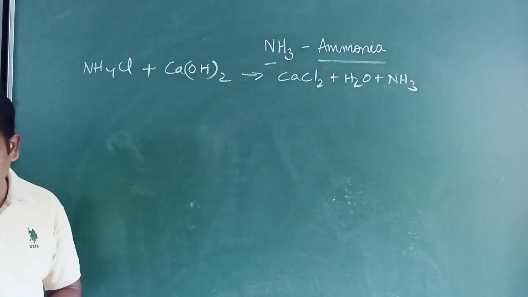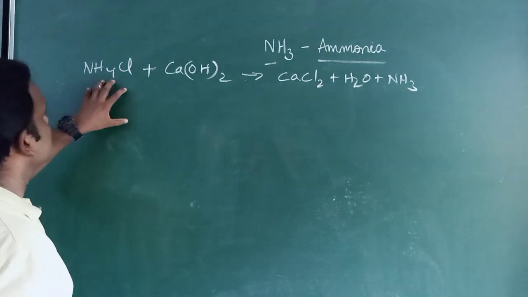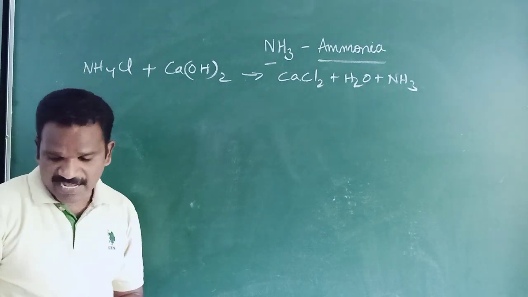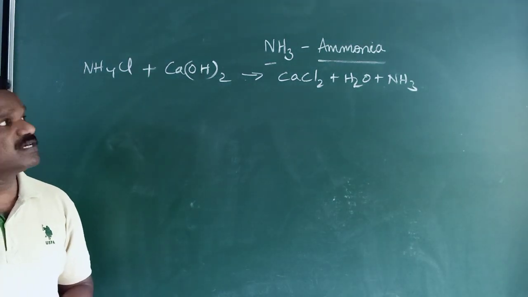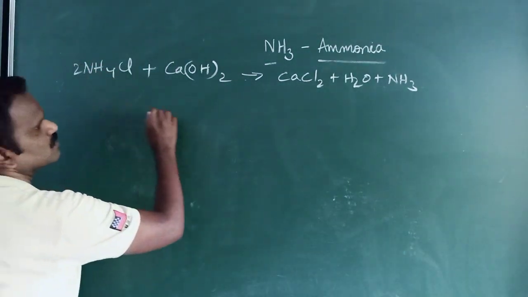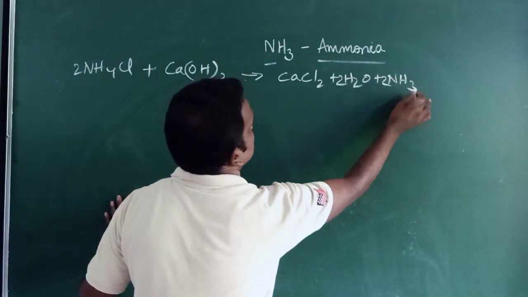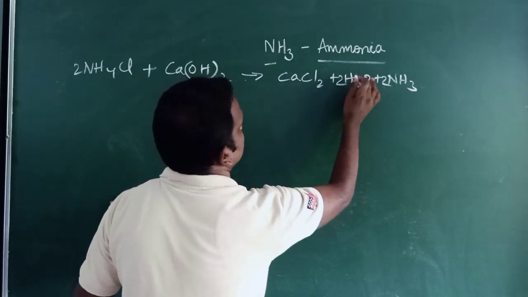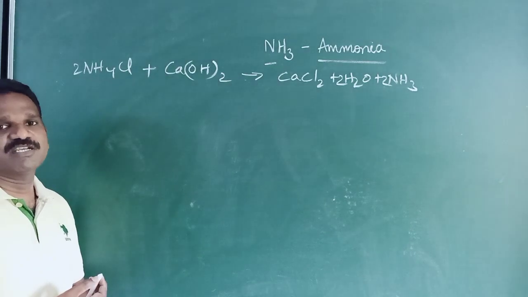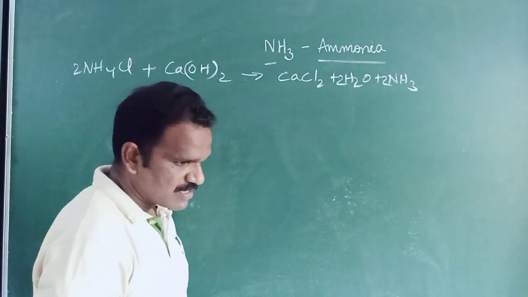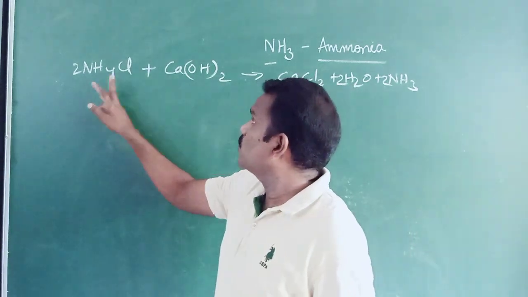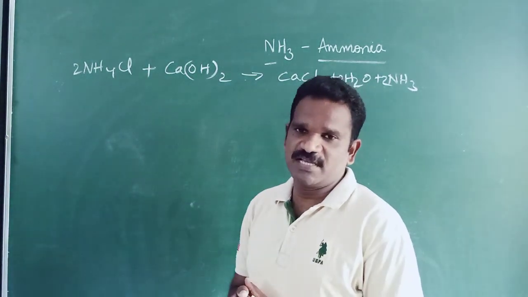I am just explaining the equation to you, children. We take ammonium chloride and calcium hydroxide, and we will get calcium chloride and water as well as ammonia. So this is the balanced equation. Once again, the reactants we require in the lab preparation of ammonia are ammonium chloride and calcium hydroxide.